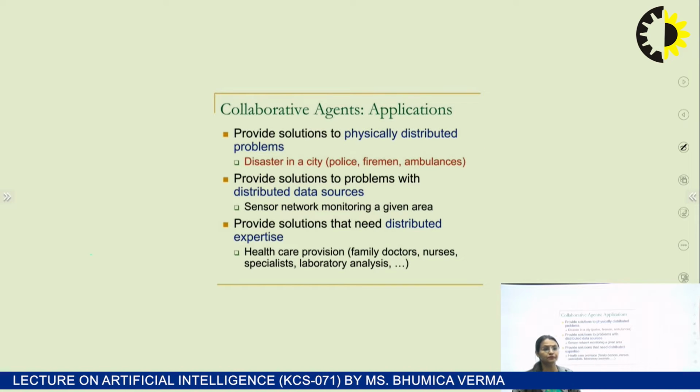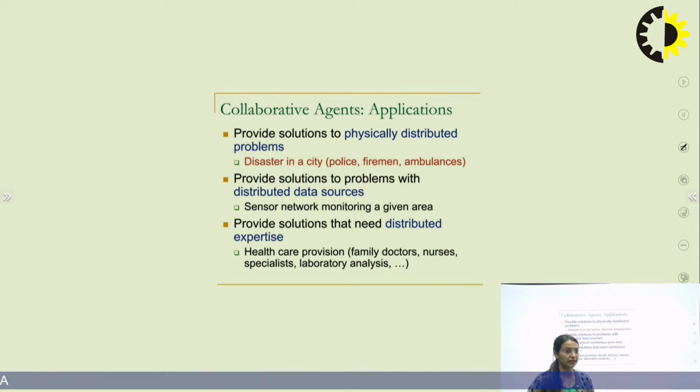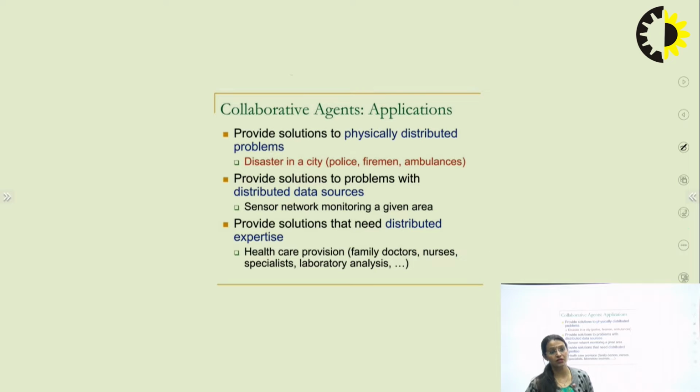Second is sensor network monitoring in a given area. That means distributed data sources are required. In that case, they need collaboration between them, because if they are fetching data at a particular time and the information is outdated or obsolete, then it is of no use. So every time they need to collaborate and be updated.